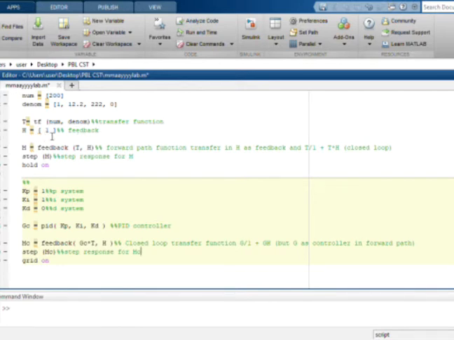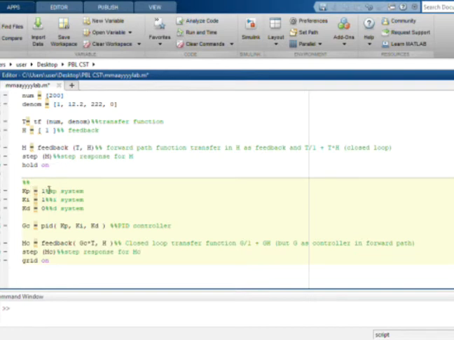H equals 1 for the feedback. M equals feedback of T and H, where T is the forward path transfer function and H is the feedback, which is T over 1 plus T times H, the formula for closed loop. So I set step M for the step response for M. I wrote hold on here because I'm going to show you the graph later on.